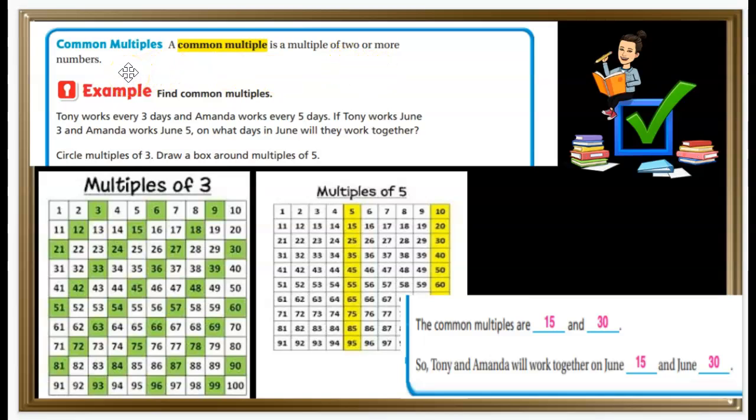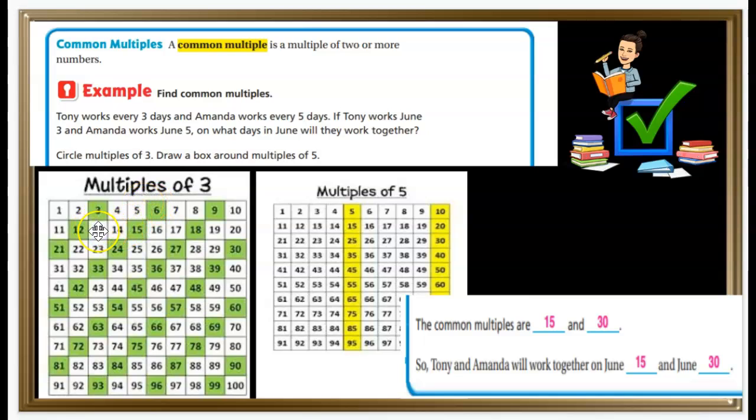So let's take a look at the example question. Tony works every 3 days and Amanda works every 5 days. If Tony works June 3rd and Amanda works June 5th, on what days in June will they work together? Boys and girls, for this question, I am going to look for multiples of 3, and I'm going to look for multiples of 5. Let's start by looking for multiples of 3.